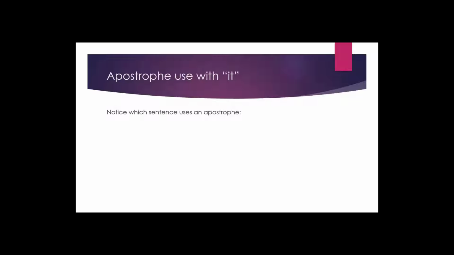Be especially careful when you use it's. So notice which sentence uses an apostrophe. It's raining right now. The dog licked its paws. So why do we use an apostrophe with the first sentence and not the second sentence? Well, it's because if you remember, it's with an apostrophe represents two words. It is. So if you want to use the possessive, meaning belonging to it, we don't use the apostrophe. So its without the apostrophe is a possessive similar to words like his or her or my, and we don't use apostrophes with any of those words.